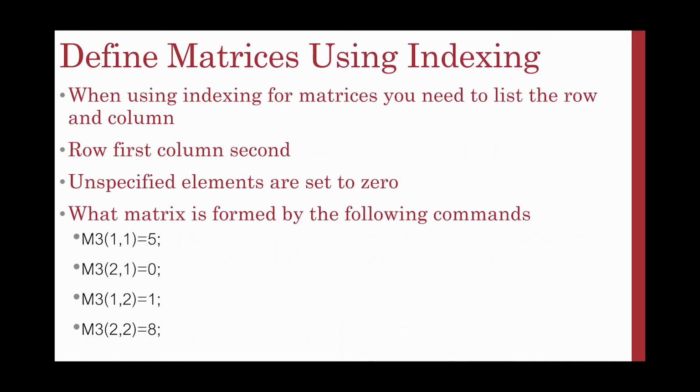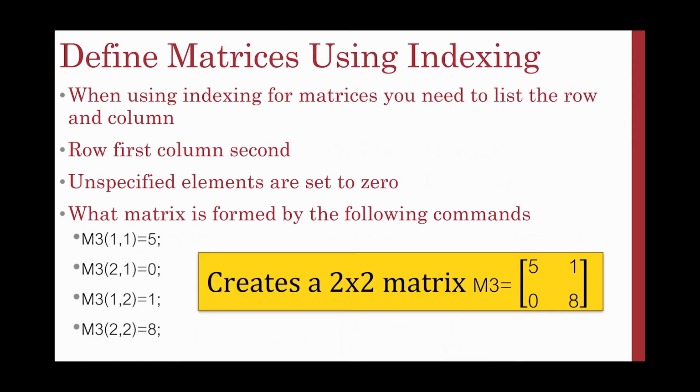So what happens if I form a matrix by the following commands? I say M3 of 1, 1 is 5, M3 of 2, 1 is 0, M3 of 1, 2 is 1, and M3 of 2, 2 is 8. Well, it's going to create a 2 by 2 matrix because my first index only goes to 2 and my second index only goes to 2. The first one was row 1, column 1, so it puts a 5 in there. The second one was row 2, column 1, so it puts a 0 there. Then I have row 1, column 2 was 1, and row 2, column 2 was 8.